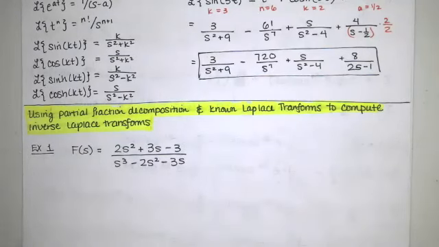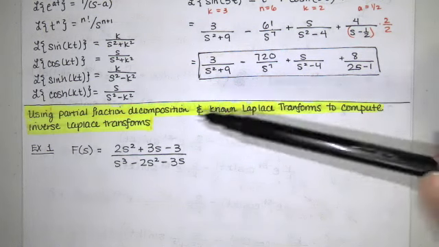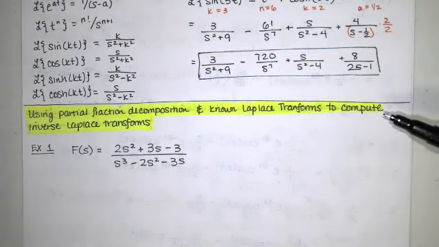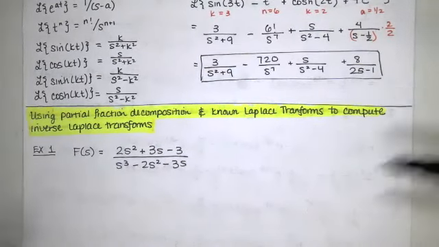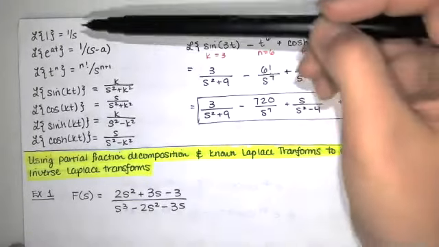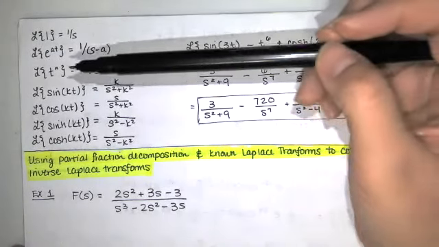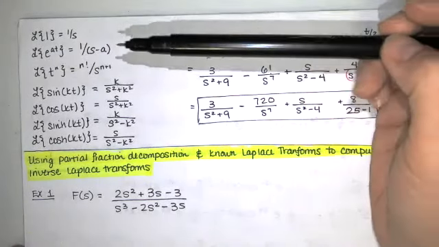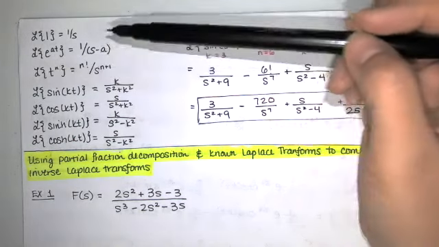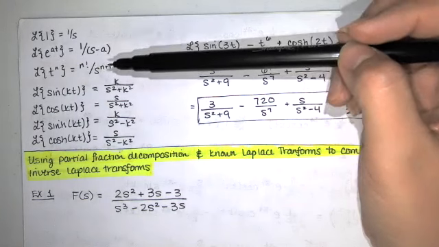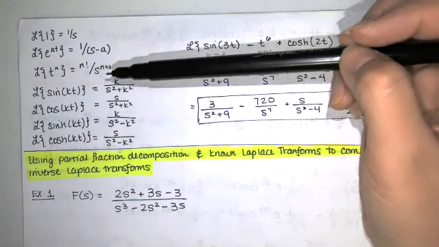In this video, we work a few example problems in which we use algebraic manipulation, partial fraction decomposition, and known Laplace transforms to compute inverse Laplace transforms. This is our first example, but just as a review, the Laplace transform of 1 is 1 over s. The Laplace transform of e to the at is 1 over s minus a. The Laplace transform of t to the n is n factorial over s to the n plus 1.